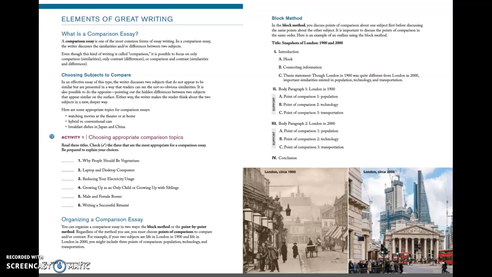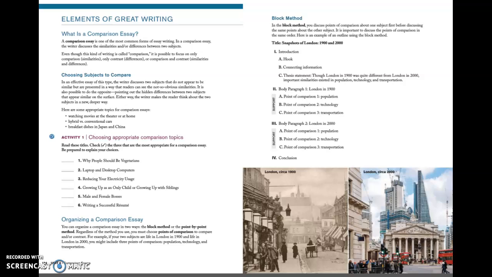So number 2, 4, and 5 would make a good comparison essay. Now there's something a little bit different about the organization of a comparison essay. There are 2 common ways to do it, and one is called a block method and one is called point by point. So if you think about a block method, that means first you're going to compare the first item, and then you're going to compare the second item.